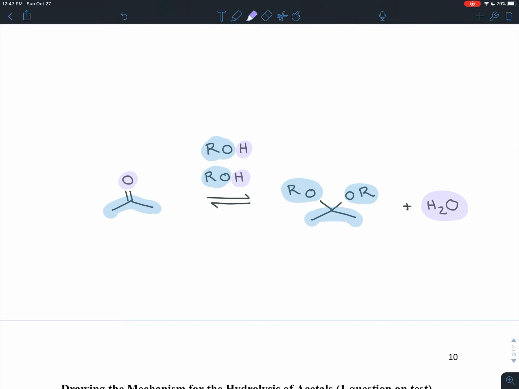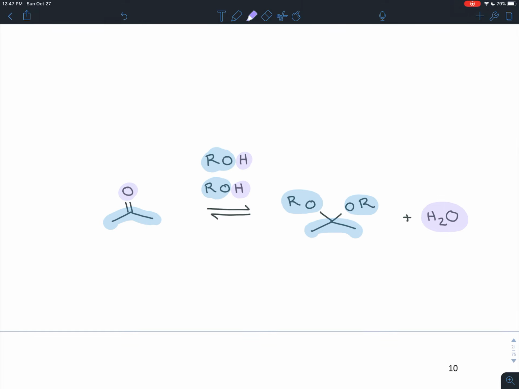Another thing to notice in the acetal reactions that we've been talking about is that every single step was an equilibrium step. Every step went both forwards and backwards. And what that means is that you can not only take a ketone and form an acetal, but you can take an acetal and form a ketone. The two exist in equilibrium at any time.